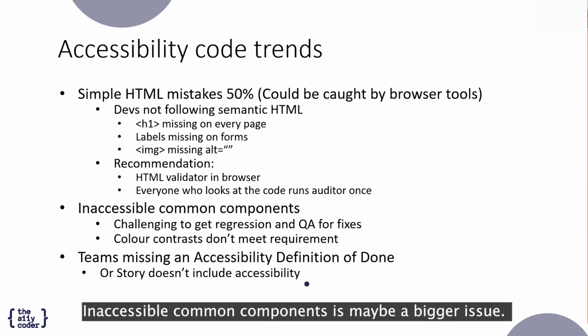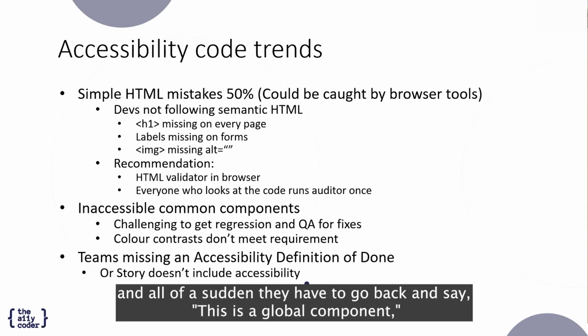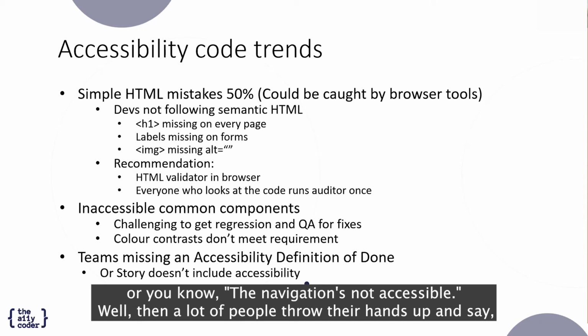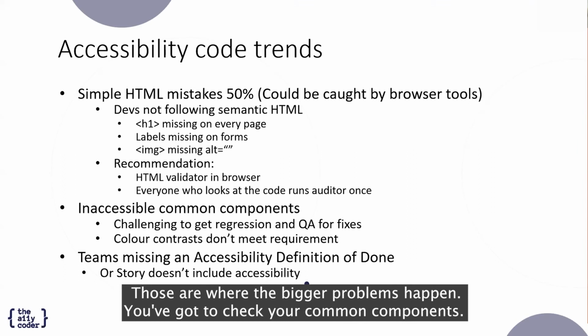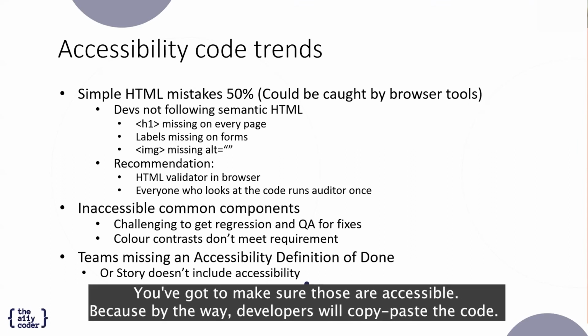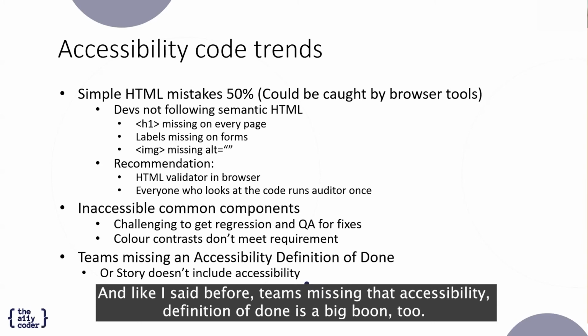Inaccessible common components is maybe a bigger issue, especially when QA finds something that's a common component, and all of a sudden they have to go back and say, this is a global component, or the navigation is not accessible. Well, then a lot of people throw their hands up and say, well, I didn't build it, or regression is going to cost $1 million. We can't audit this. Those are where the bigger problems happen. You've got to check your common components. You've got to make sure those are accessible, because, by the way, developers will copy paste the code, right? If it's inaccessible once, it'll be inaccessible all over. And like I said before, teams missing that accessibility definition of done is a big boon too.